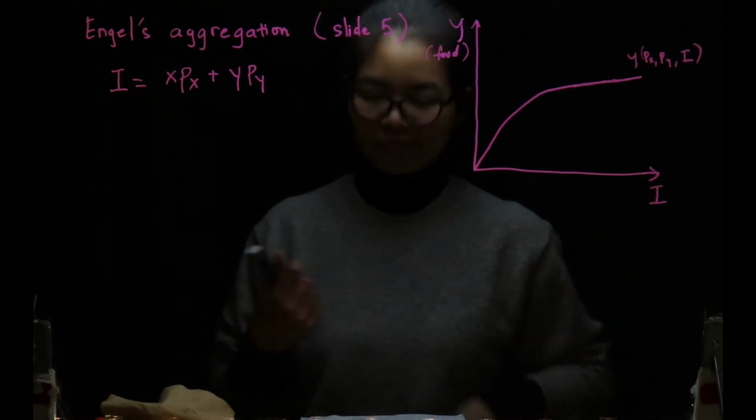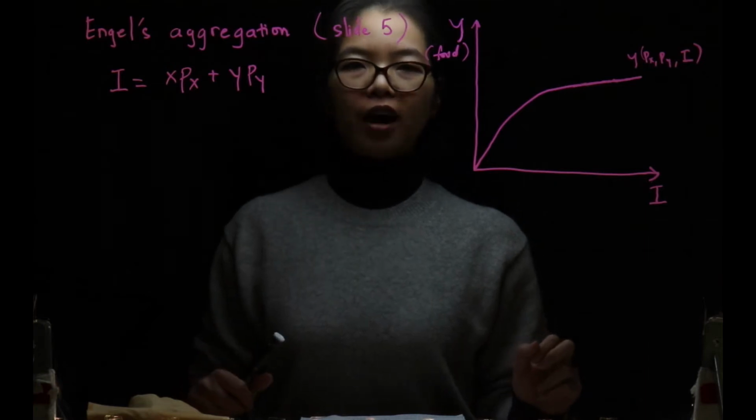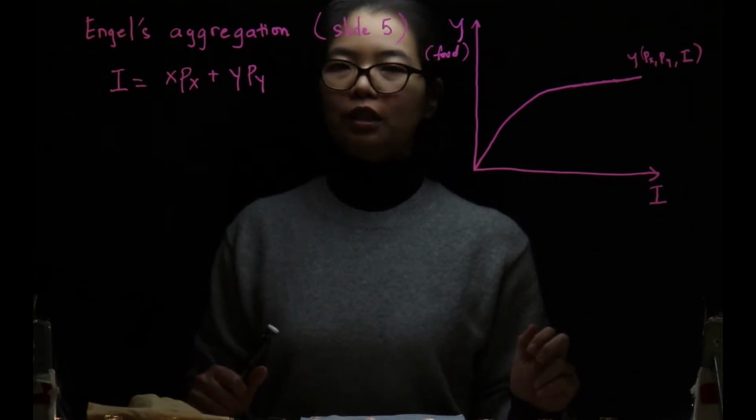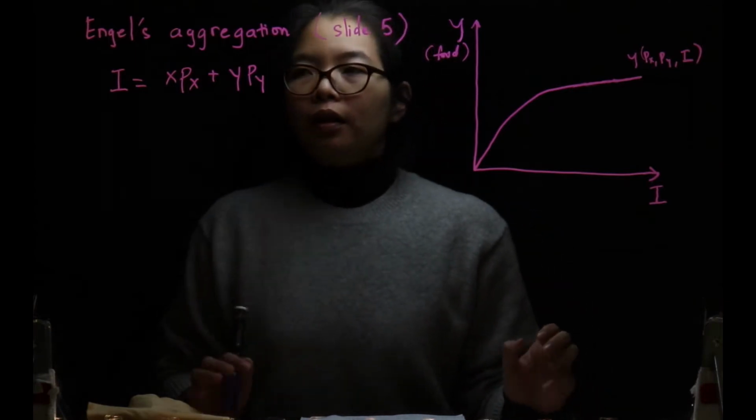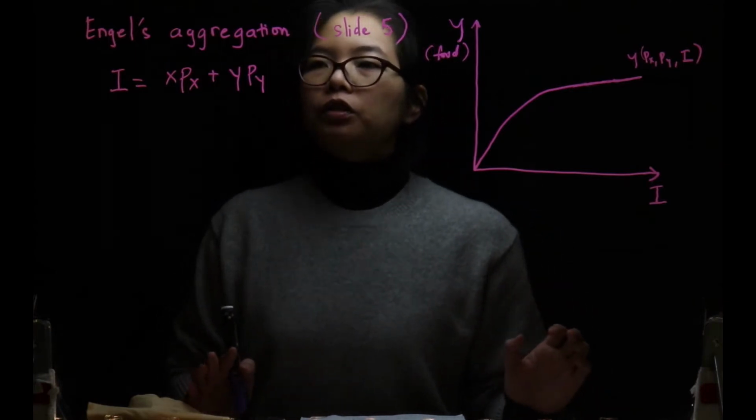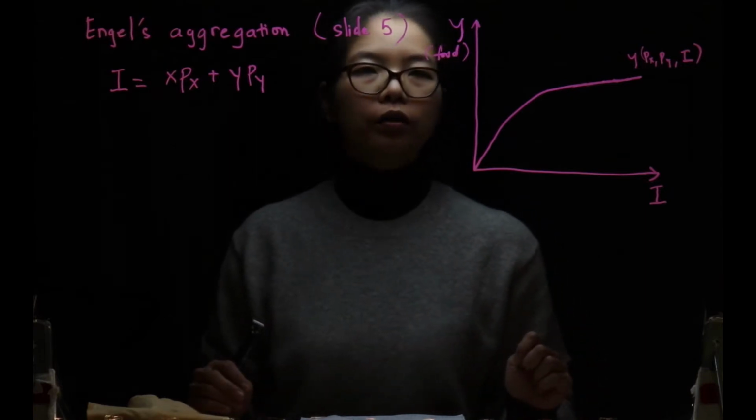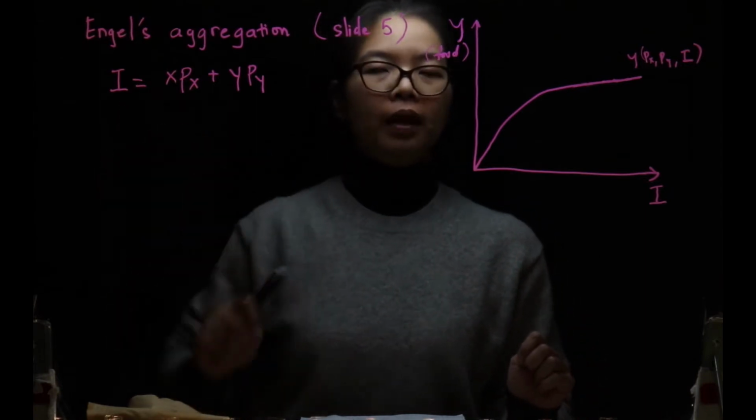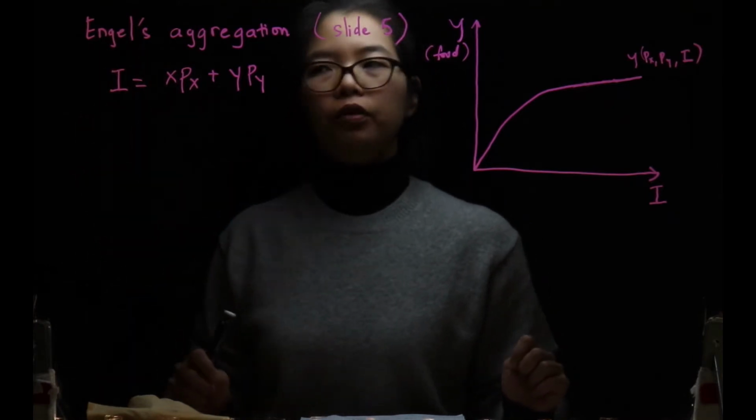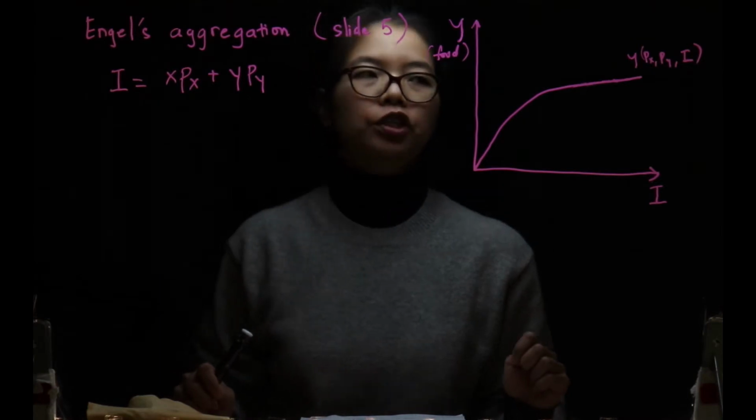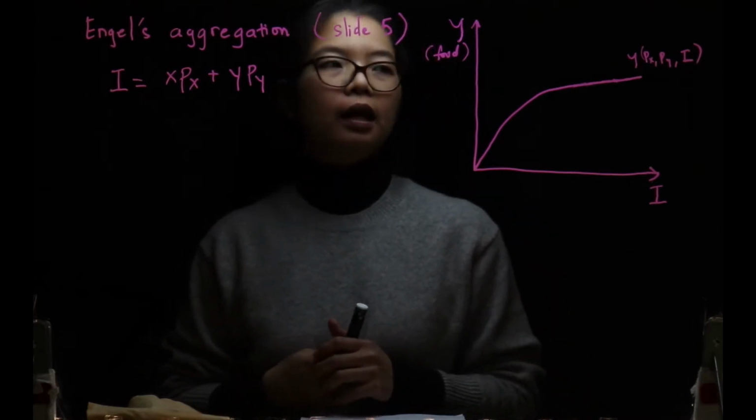Okay, welcome back to macroeconomics. So this is the final week of the choice and demand topic. Let's start. There are two important aggregations which have something to do with the budget line and elasticity. The first one I wrote down here already, the Engel's aggregation, which has to do with the income elasticity.